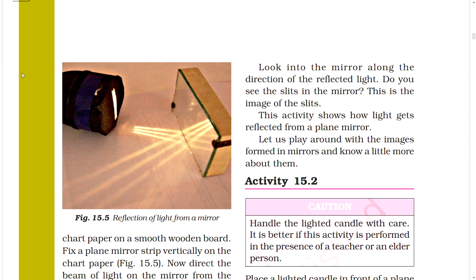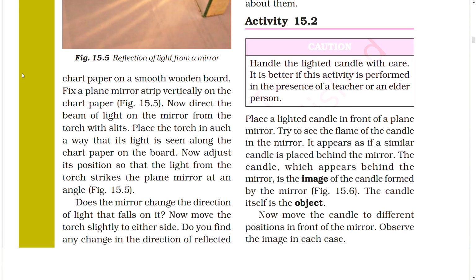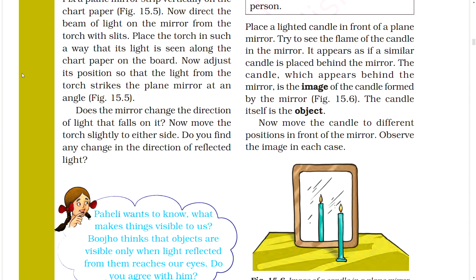Activity 15.2. Do this. Caution: handle the lighted candle with care. It is better if this activity is performed in the presence of a teacher or an elder person. Place a lighted candle in front of a plane mirror. Try to see the flame of the candle in the mirror. It appears as if a similar candle is placed behind the mirror.